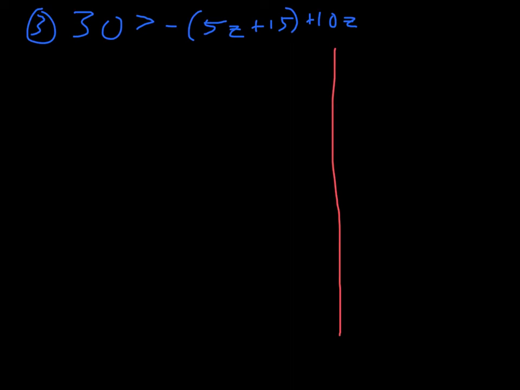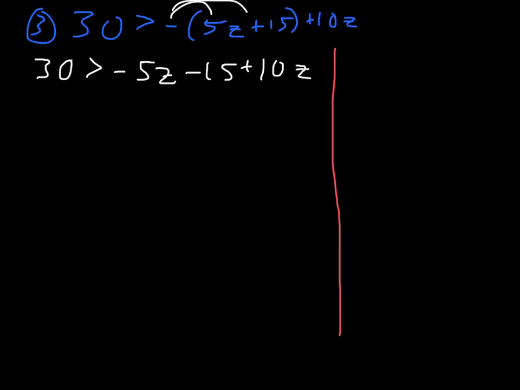All right, number 3 says 30 is greater than negative times the quantity 5z plus 15, and quantity plus 10z. Okay, the first thing we need to do, just like with the equations, is distribute that negative through. Okay, so on my left side I'll still have 30. It's going to be greater than, and then distribute my negative. So I'll have negative 5z minus now 15. Okay, and then plus 10z at the end.